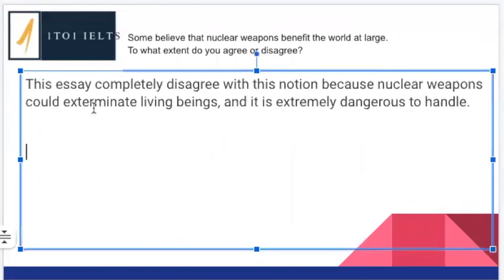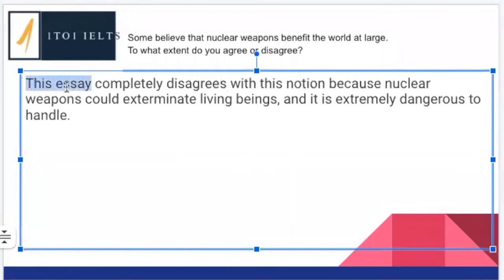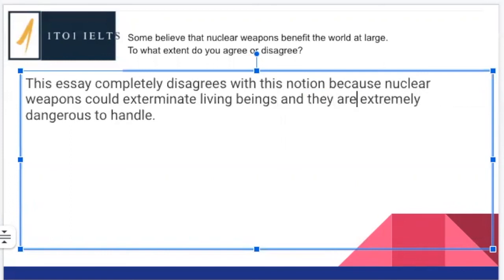And then we got one last one. This essay completely disagrees. Once again, we've got to remember that we're talking about an "it". This essay completely disagrees with this notion. It's fine to use this because nuclear weapons could exterminate living beings. Again, no need for the comma here because we've got a compound object. And we are referring to nuclear weapons, so they are extremely dangerous to handle. And again, two clear ideas. So those were all of our outline statements for this week.